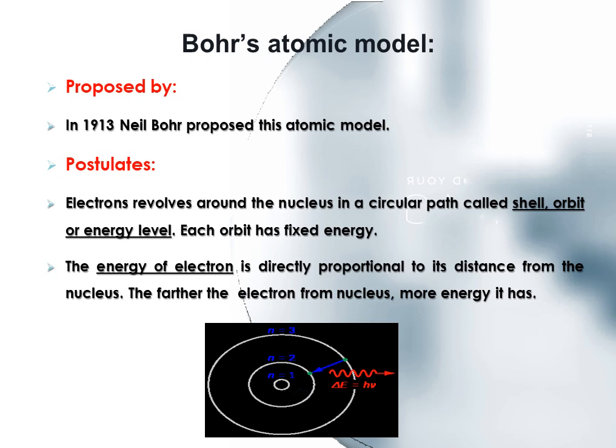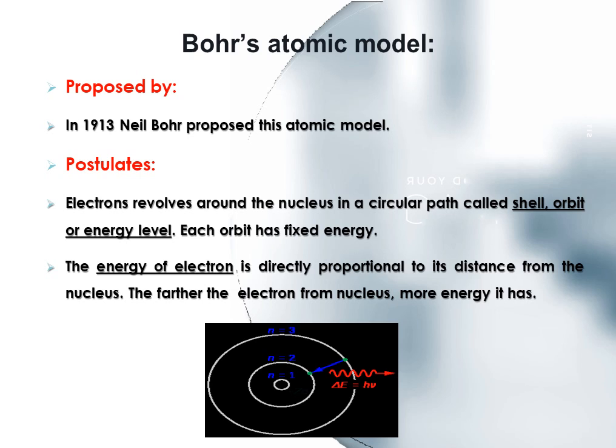Bohr's atomic model. Bohr atomic model was proposed by scientist Niels Bohr in 1913. In the Rutherford atomic model, we discussed that Rutherford failed to explain the position of the electron, the energy of the electron, and the spectrum of the electron.